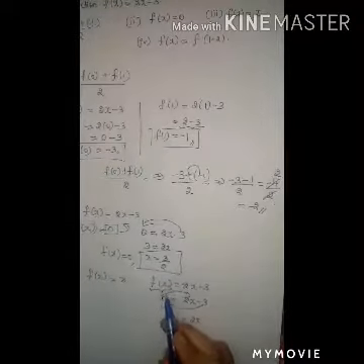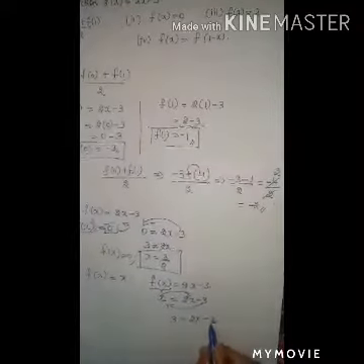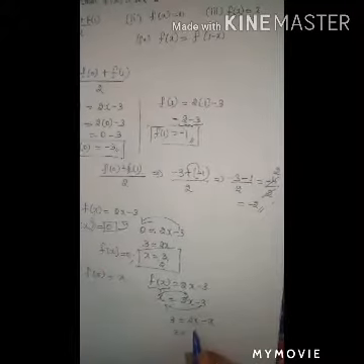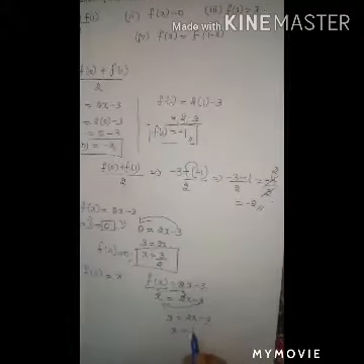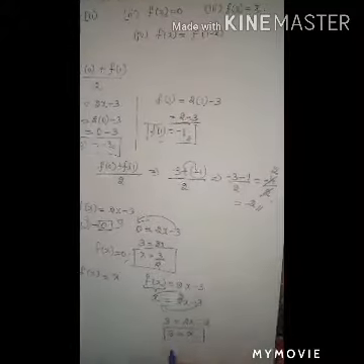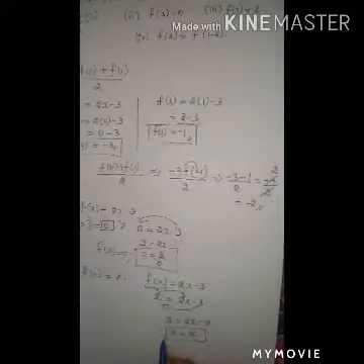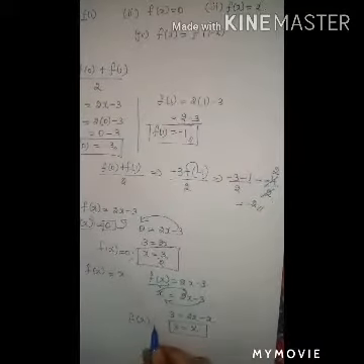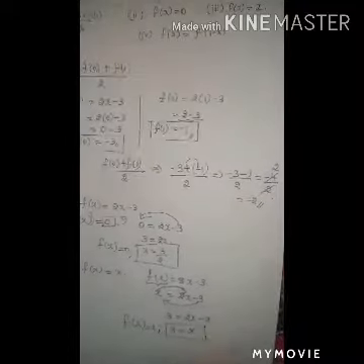Already we have one x here. When we bring this x to this side, it will become minus x. So 3 is equal to 2x minus x, 1x. So x is equal to 3. When we get x value as 3, the function value should be x.